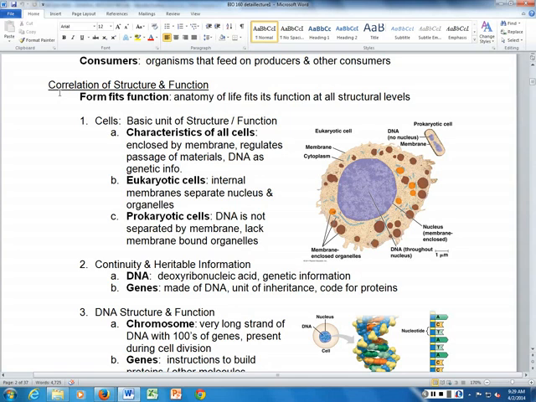However, the eukaryotic cell is going to have these internal membrane spaces that are going to separate the nucleus and the organelles, where the prokaryotic cell does not separate things. So you can kind of think of it as, this is a purse that has all kinds of different compartments for your stuff. This is when you throw it all in the shopping bag and it's all randomly in there. They still have the essential parts, it's just one's more organized than the other.